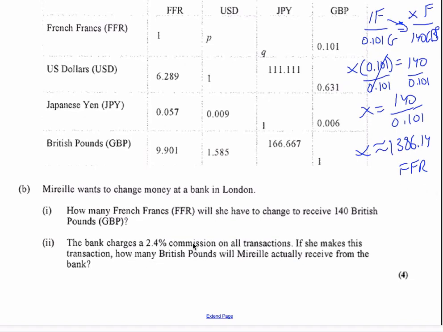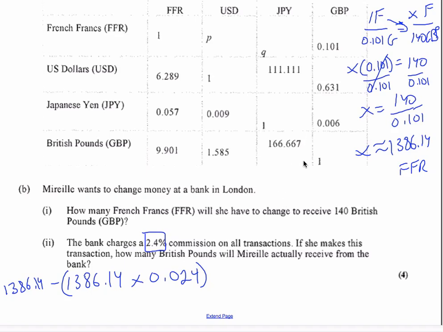Okay, the bank charges 2.4% commission on all transactions. If she makes this transaction, how many British pounds will Muriel actually receive from the bank? So she'll actually lose 2.4%. We just need to do 1386.14 times 0.024. That gives the amount that she loses. So we can do 1386.14 minus this amount, because this is the amount that she'll lose to commission.